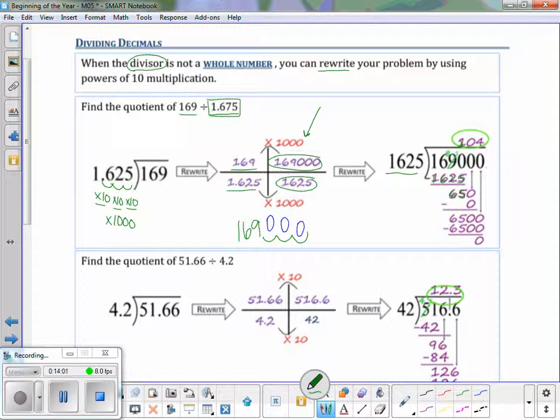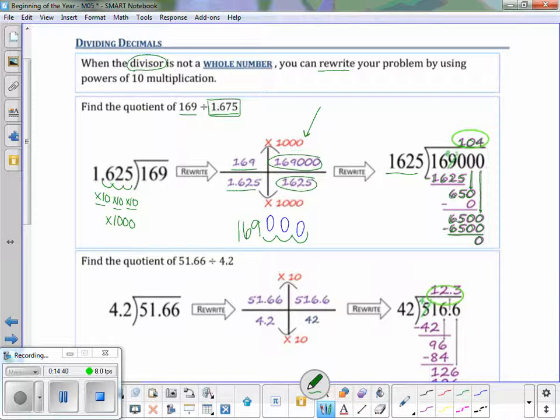I'm now going to bring down a 0 here. Well, 1,625 does not go into 650, so I'm going to put a 0 up here. And I'm going to bring down another 0. So I now have 6,500. I'll go ahead and just tell you guys that 1,625 goes in 4 times, and it ends up being 6,500. When I subtract, I have 0 left over, so I have no remainder.